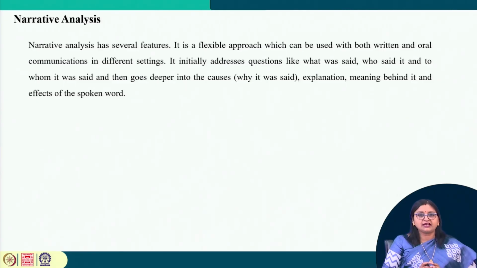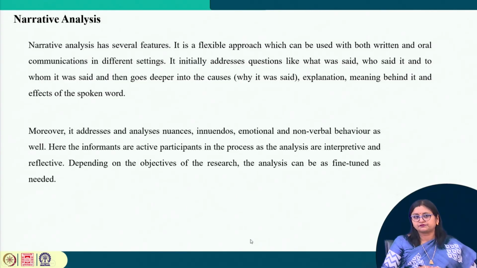It initially addresses questions like what was said, who said it, and to whom it was said, and then goes deeper into the causes, why it was said, the explanation, the meaning behind it, meaning reading between the lines, and the effects of the spoken word. Moreover, it addresses and analyzes induced emotional and non-verbal behaviors as well.